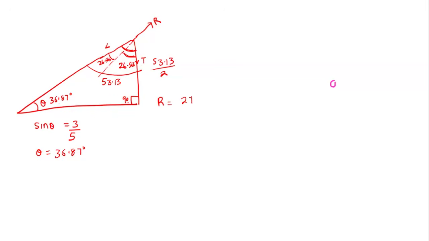there you will say your R is equal to 2. Okay. Now here I'm giving you some. R will be T cos of 26.565 plus your T cos of 26.565, which is the same as 2T cos of 26.565.